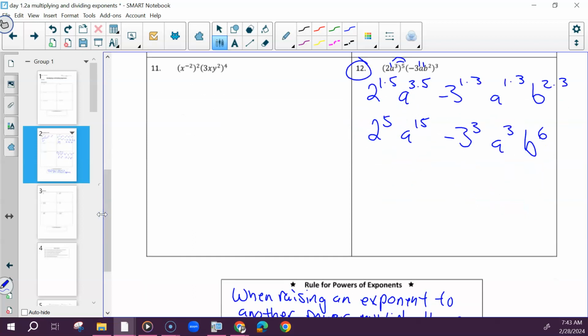So 2 to the 5th is... Why are you looking at me? You just use your calculator. Oh, I thought I was adding. 32. I'm going to rearrange this and move the negative 3 to the 3rd also. What would that be? Negative 3 to the 3rd power.